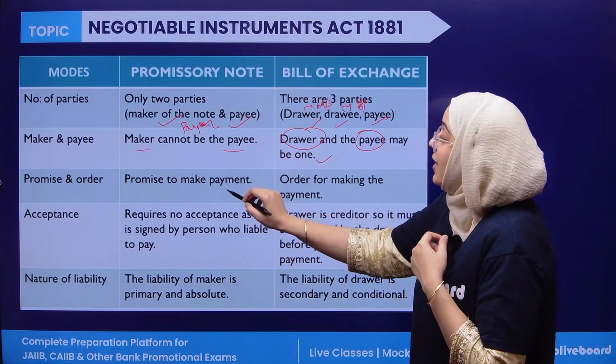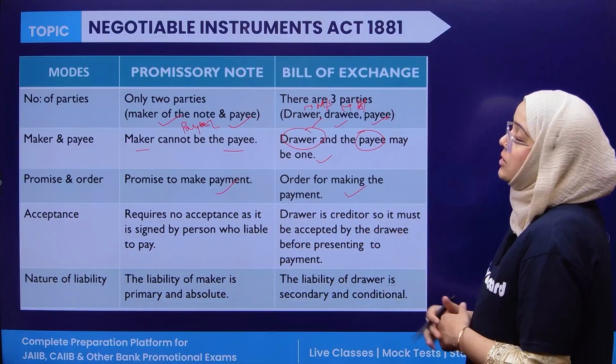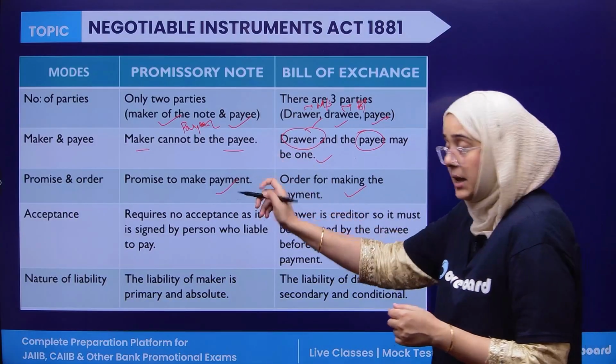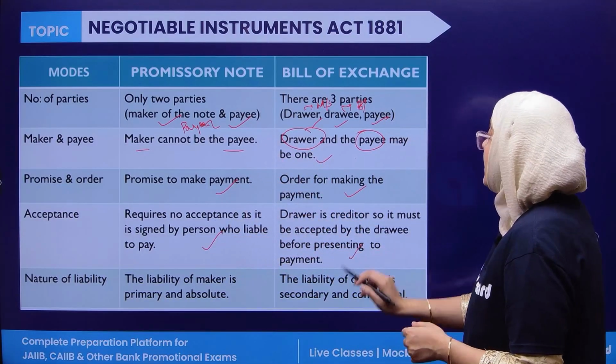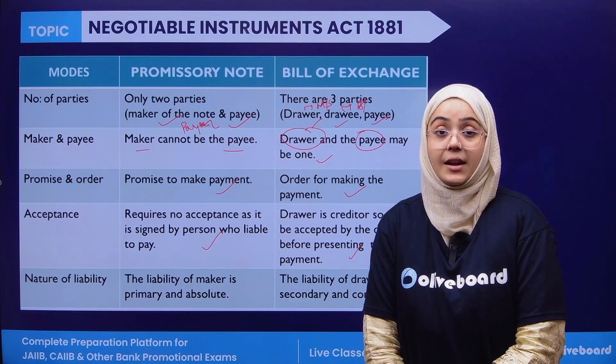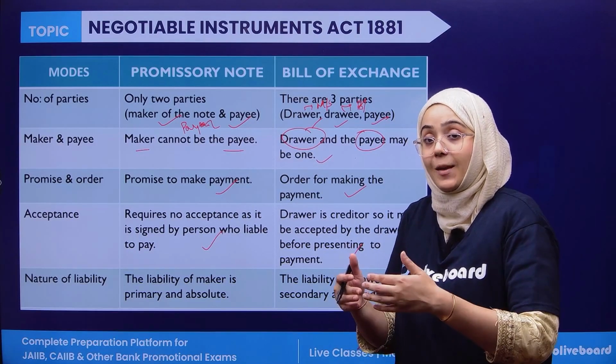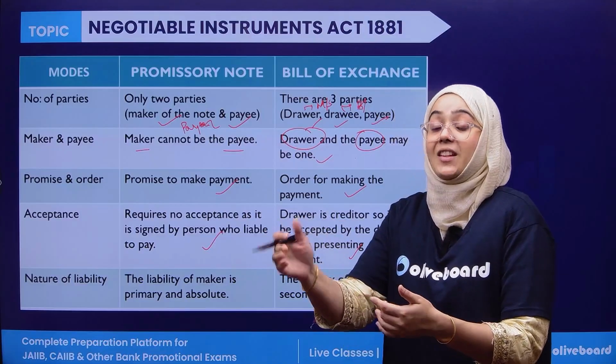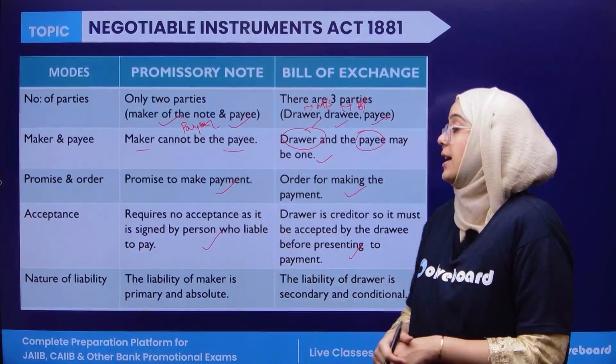A promissory note is a promise. This is an order. Acceptance: here there is no acceptance required. Here acceptance is compulsory. The drawer is the person ordering another person, so the other person has to accept that order.